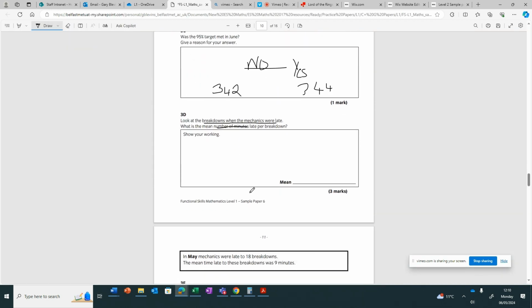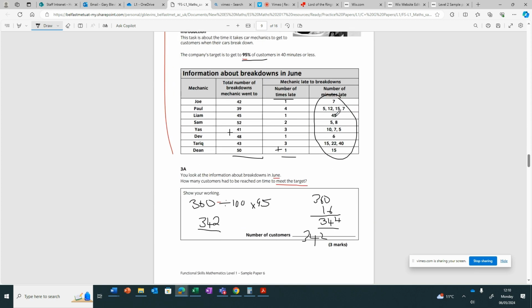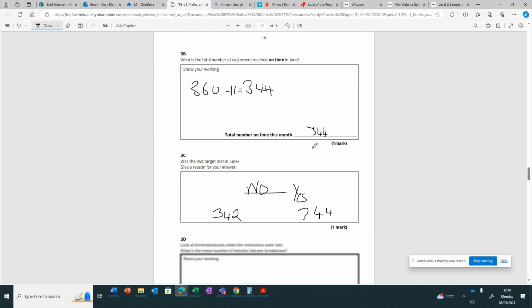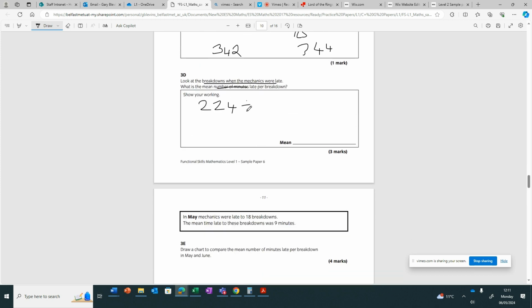So I've added them up and we've got 224. I've added up all the minutes late. Here they are here. I'm now going to divide by 1, 2, 3, 4, 5, 6, 7, 8, 9, 10, 11, 12, 13, 14, 15, 16, as there were 16 times they were late. And I get 14 as the answer. So 14 is the mean.